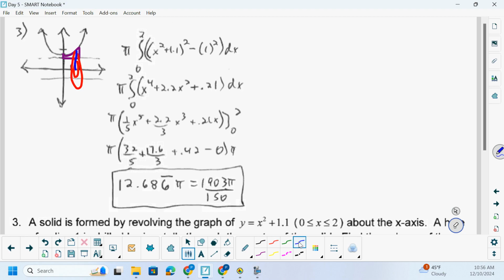The outer radius, top minus bottom, is parabola minus 0. So that gives us the x squared plus 1 in our first radius. The inner radius is 1 minus 0, which gives us the 1 there. Multiply everything out, do your antiderivative, sub in, and we get 1903 pi over 150.